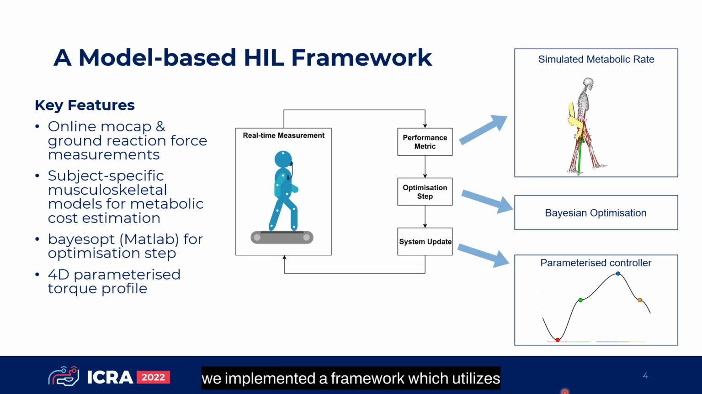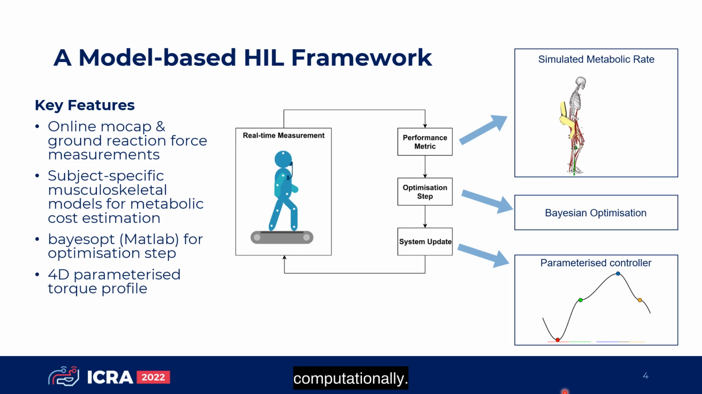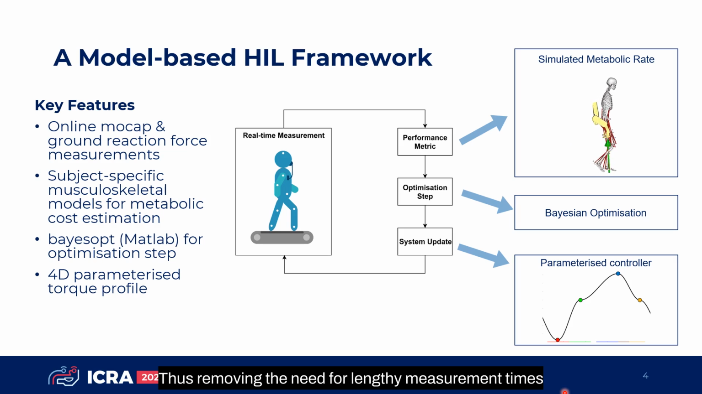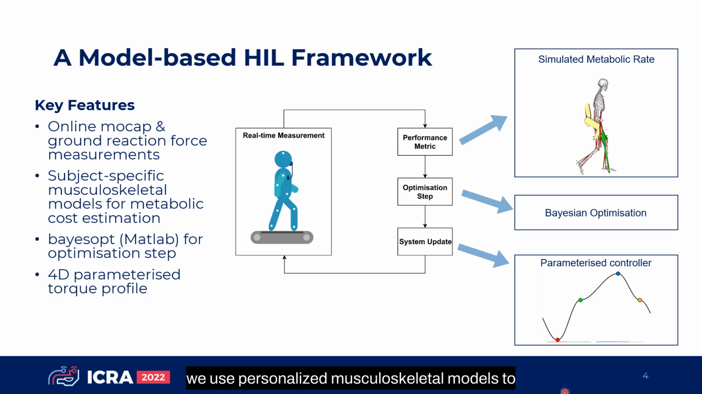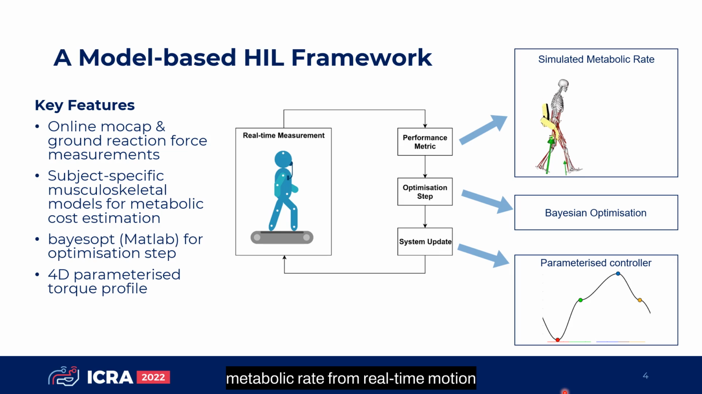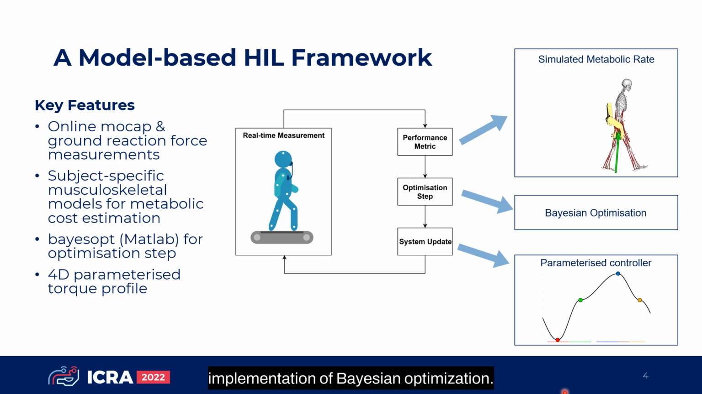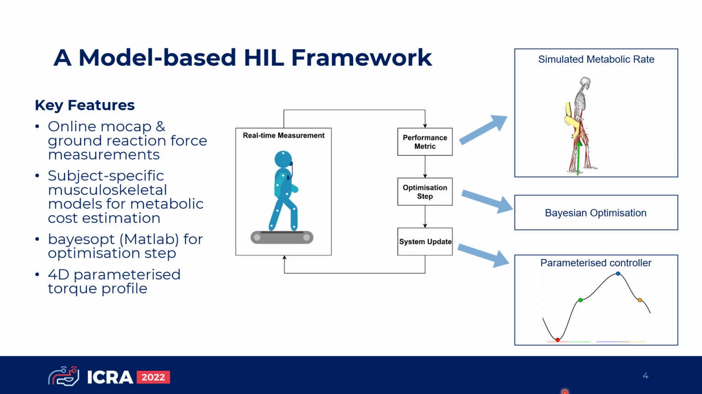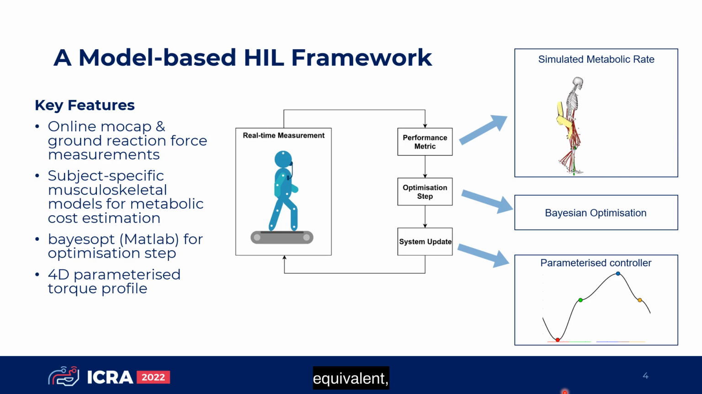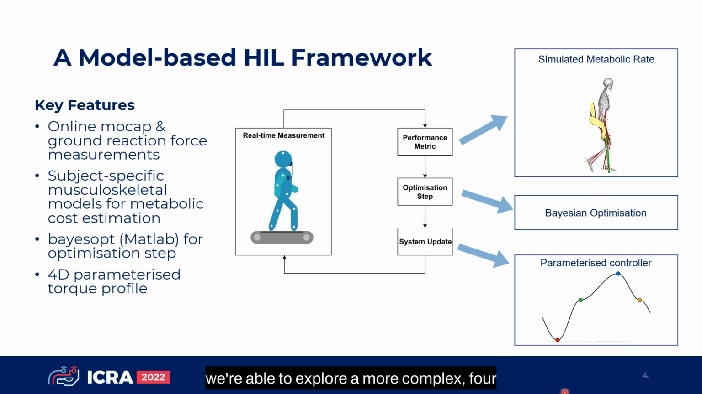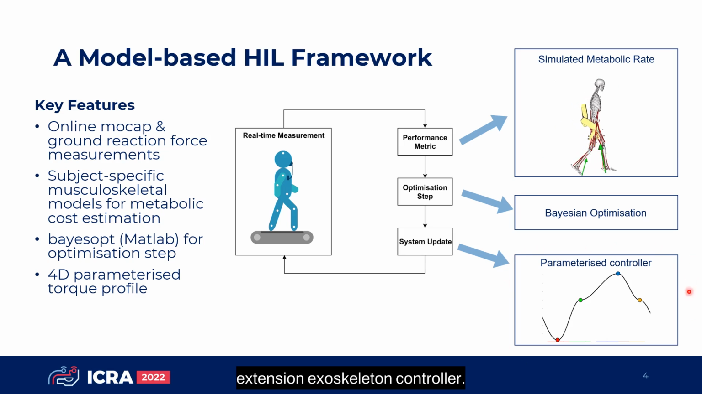To address this issue, we implemented a framework which utilizes model-based approaches to simulate metabolic rate computationally, thus removing the need for lengthy measurement times of calorimetry. To achieve this, we use personalized musculoskeletal models to represent human exoskeleton systems and simulate metabolic rate from real-time motion capture data. Our framework is driven by an off-the-shelf implementation of Bayesian optimization. Since simulated metabolic rate requires less time investment to compute than the experimental equivalent, we're able to explore a more complex four-dimensional parameterization of a hip flexion extension exoskeleton controller.